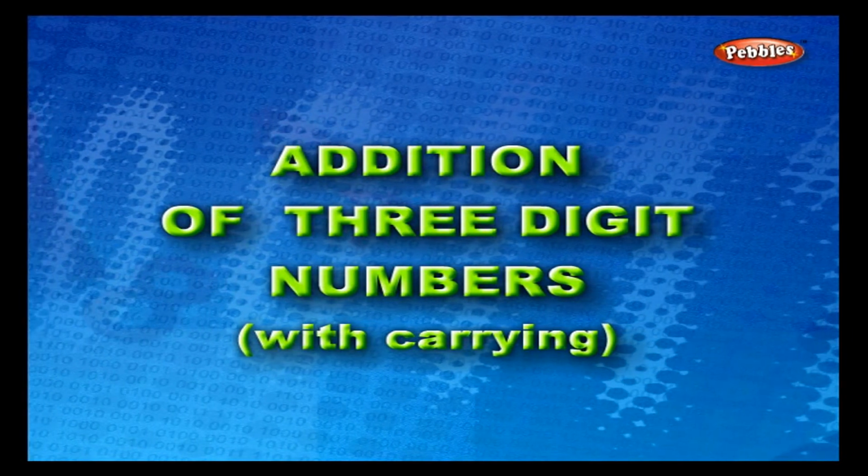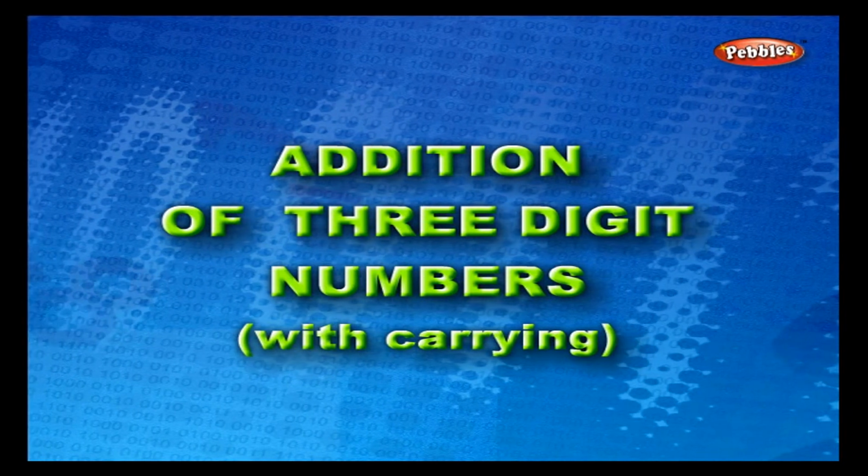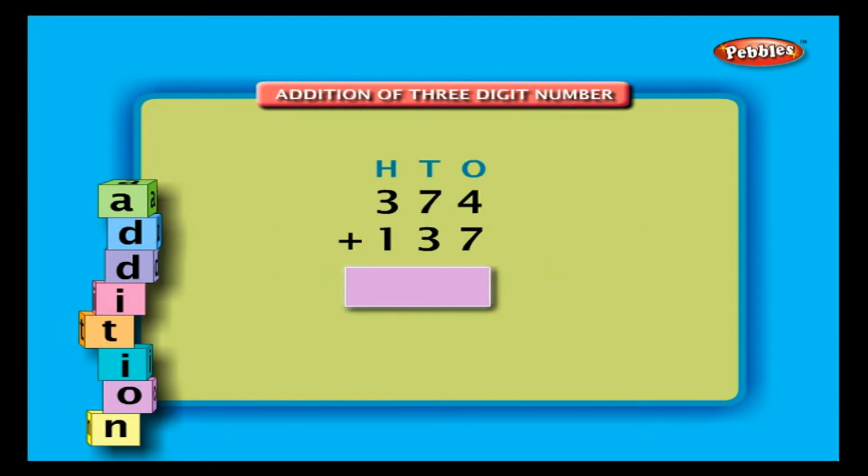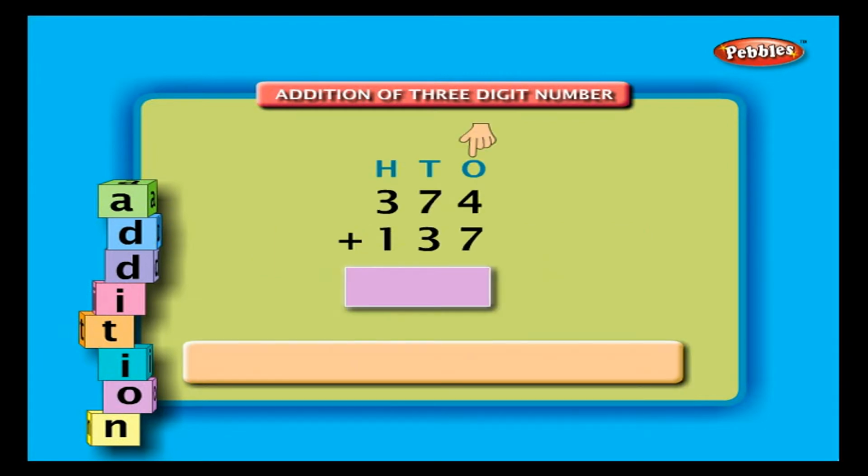Addition of 3-digit numbers with carrying. Example 1. Add 374 and 137. Arrange the numbers in column. First add ones column. 4 ones plus 7 ones is equal to 11 ones. 11 ones is equal to 1 tens plus 1 ones. Write 1 below the ones column and carry over 1 tens to the tens column.